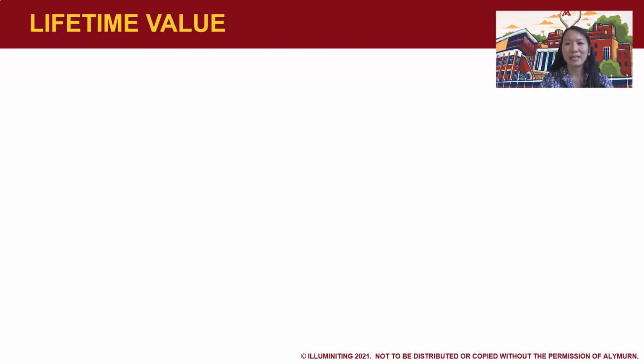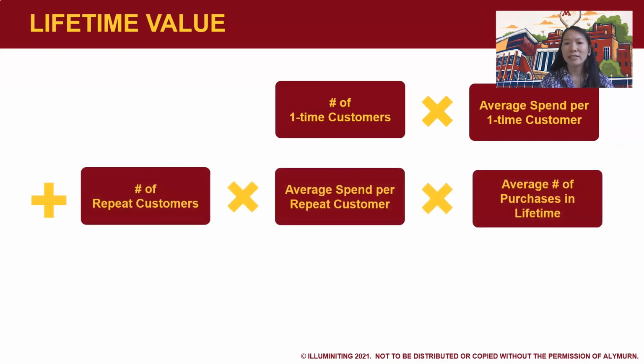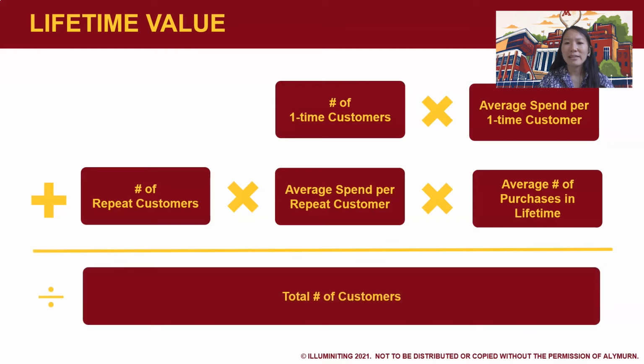their lifetime value. To calculate lifetime value, you'll take the number of customers who will purchase you just one time, multiply that by how much a one-time customer spends on average. Then you'll calculate the same for repeat customers. How many repeat customers you have, how much they spend on average in a single purchase, and multiply that by how many purchases they'll make in a lifetime. Then, by adding how much your one-time customers will spend and how much your repeat customers will spend, then divide that by your total number of customers, you'll have your lifetime value.